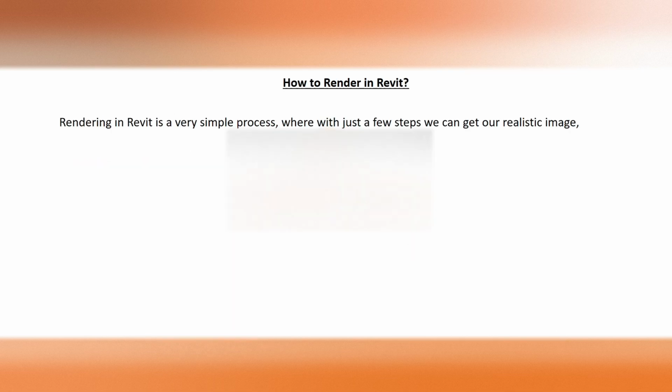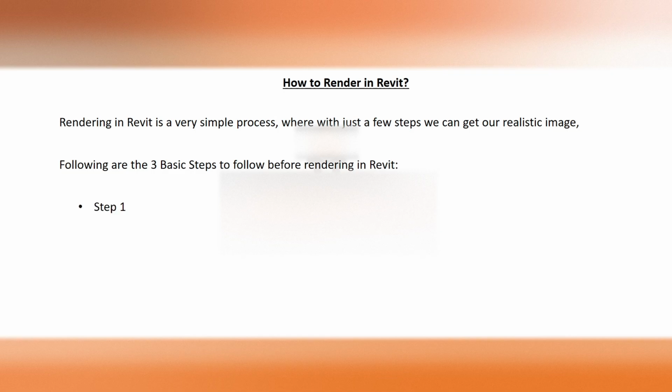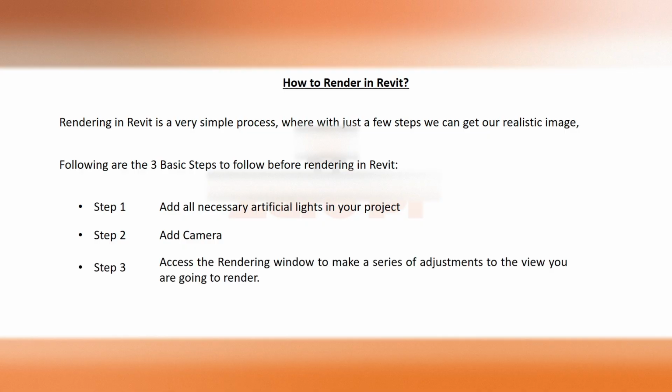Rendering in Revit is a very simple process where with just a few steps we can get our realistic image. You can follow the below 3 steps before you start creating a rendered image. Step 1, add all necessary artificial lights in your project. Step 2, add a camera view. Step 3, you can access the rendering window to make a series of adjustments to the view which you are going to create the render.